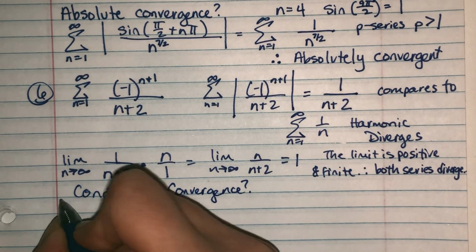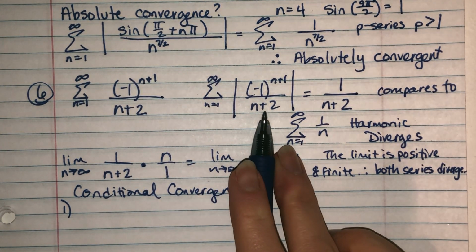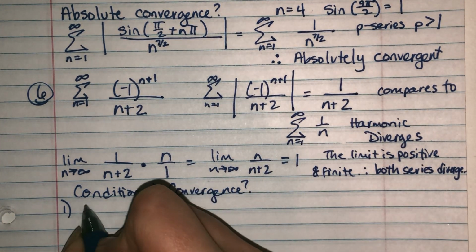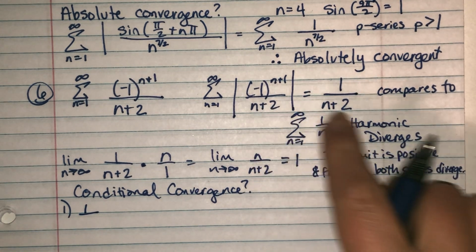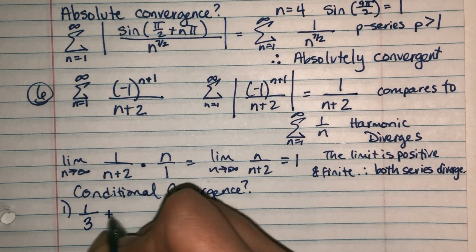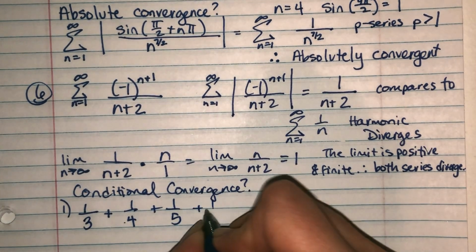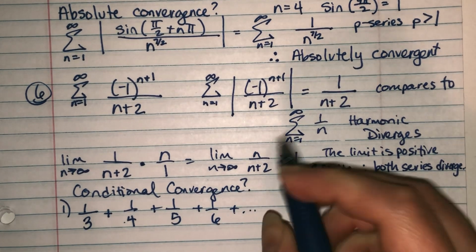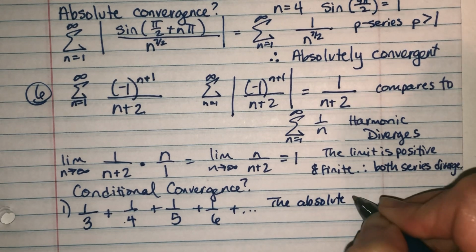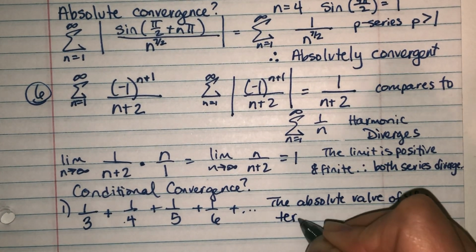So the first step is to take our absolute value series and look at the absolute value of the terms. So if I sub in a 1, and I'm looking at this one right here, 1 over n plus 2, my first term would be 1/3, and then the next one would be 1/4, and then 1/5, and then 1/6. So you can see that the absolute value of the terms decreases.